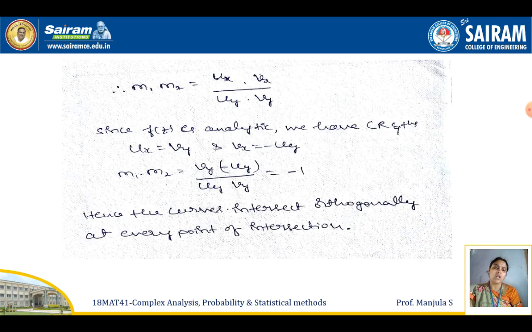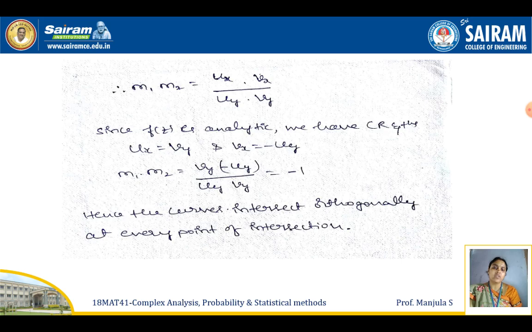Analytic is nothing but the CR equations are already satisfied. The CR equations in Cartesian form can be written as ux equals vy and vx equals minus uy. With the help of these two CR equations, you can make the changes in that previous equation. So m1 into m2 can be written as vy into minus uy divided by uy vy.